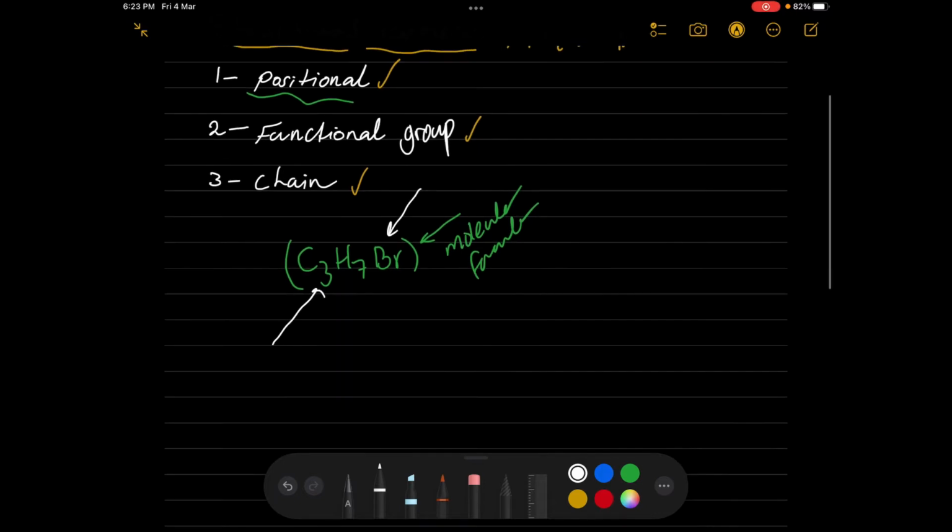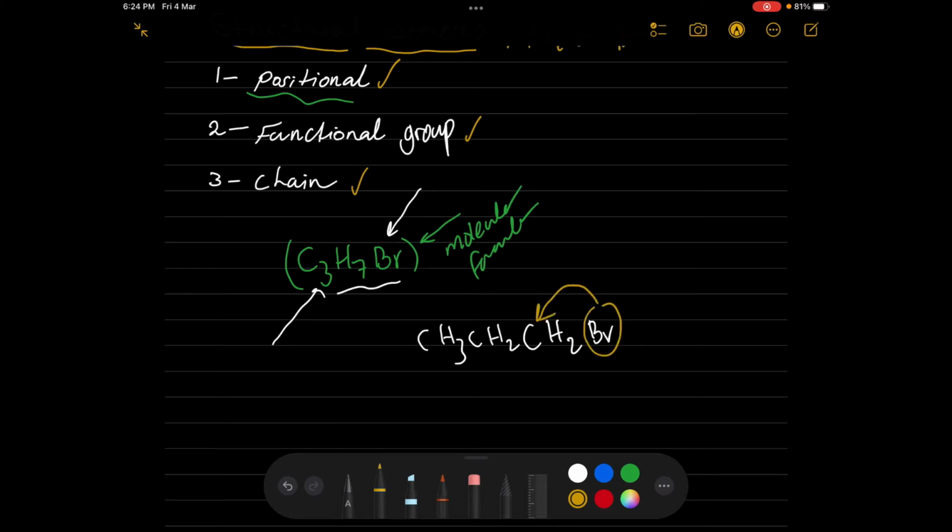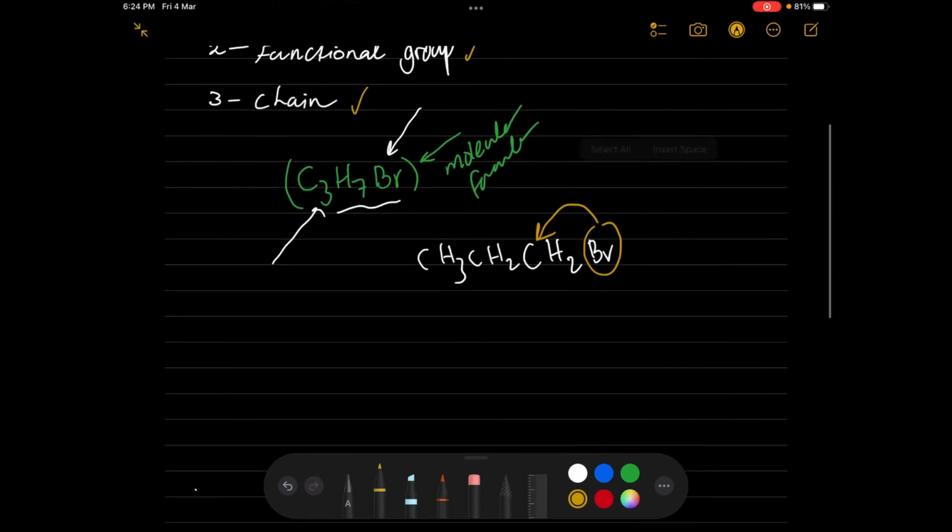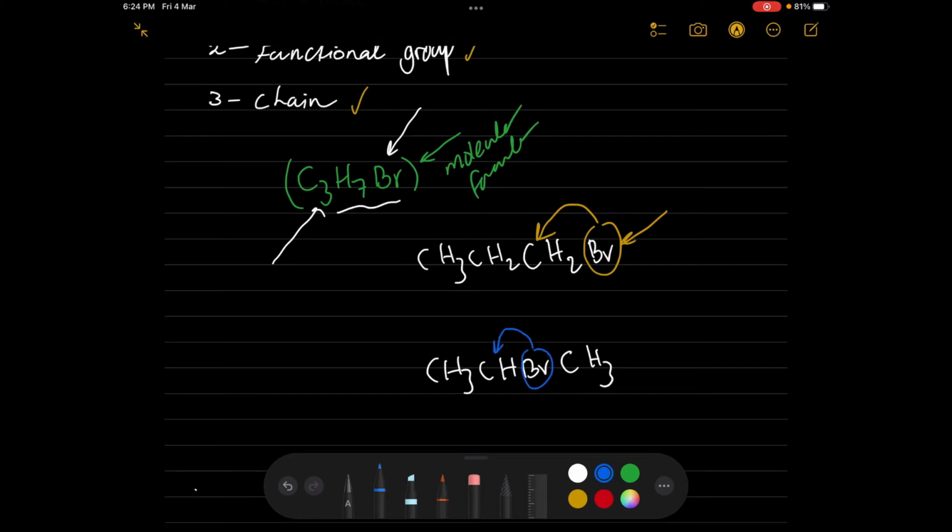If I want to draw the structural formula for this compound, I can say I have CH3, CH2, CH2, Br. As we can see, the Br atom is bonded to this carbon, which is carbon number 1. So I can change the position of the Br group here. Why not draw it like this: CH3, CHBr, CH3.